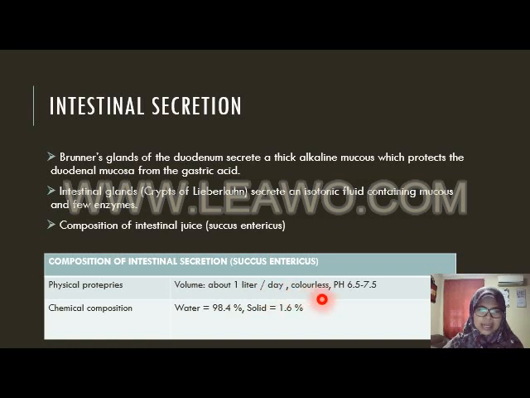It is colorless, and the pH is almost like a normal neutral pH, like 6.5 to 7.5. It is actually to stabilize the chyme that is acidic. So with this pH nature of intestinal secretion, it can help to reduce the acidity of the food that arrives from the stomach.